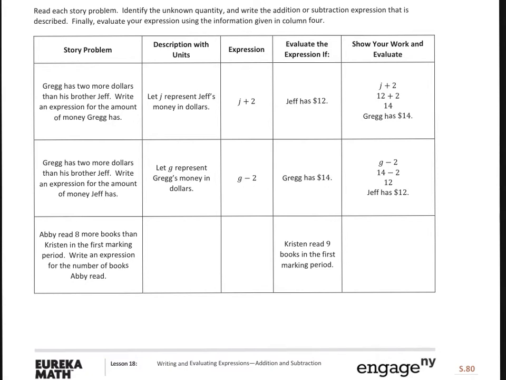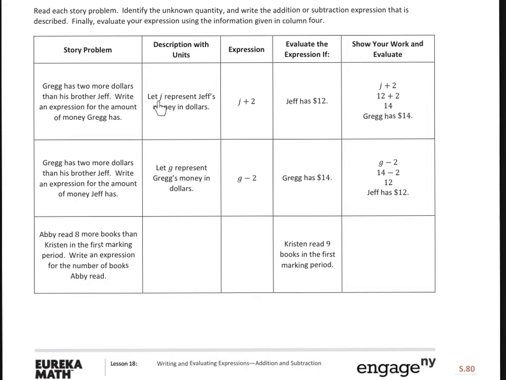So, story problem. Greg has $2 more than his brother Jeff. Write an expression for the amount of money Greg has. So I'm thinking, I don't know how much money Greg has, right? I just know it's $2 more than Jeff. And I don't know how much money Jeff has. So I'm going to be using something that I know, in this case, Jeff, whatever his amount is. Even though I don't know the actual amount, I can use a variable to take the place of that because he obviously has a set amount of money.